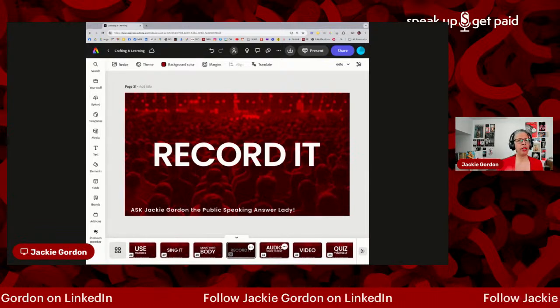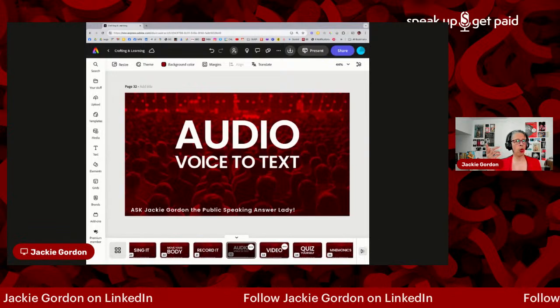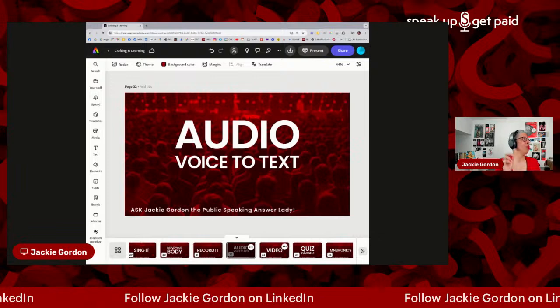record it. Now, this could be just an audio recording, so you could just record the sound of your voice, or what a cool thing to do.